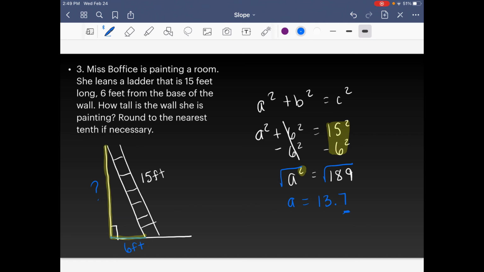The last thing we need to do is put our unit, so we're talking about feet in this problem. So it's going to be 13.7 feet as our answer, which means our wall is 13.7 feet tall.